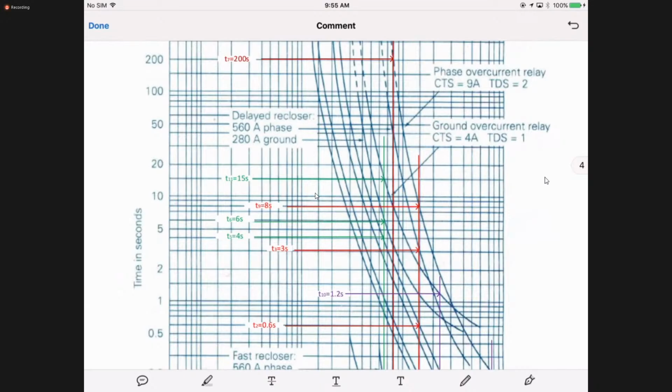Professor, yes, sir. I just wanted to summarize, just to make sure. So firstly, the fast recloser is going to operate, and then the fuse, and then after that the delayed recloser. Those are the steps. That's how it's going to operate.